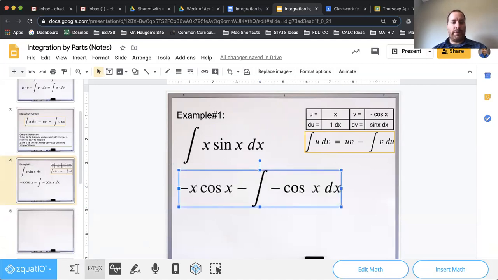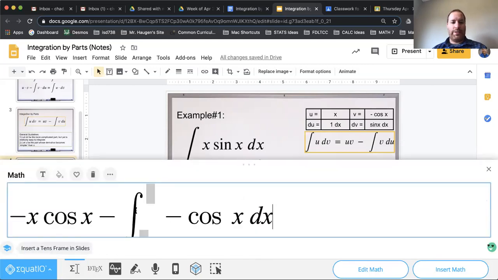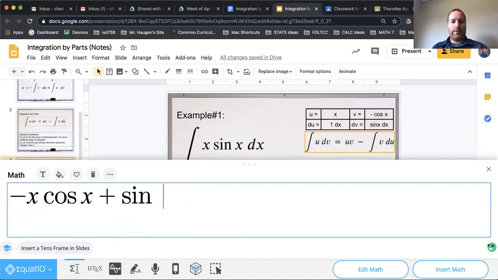And now we can just evaluate the rest of this integral. It's a double negative here, so I'm just going to turn that into a positive. And then we can say, oh, wait a second, the integral of cosine, I know how to do that. The integral of cosine is sine of x. That's what we have there.